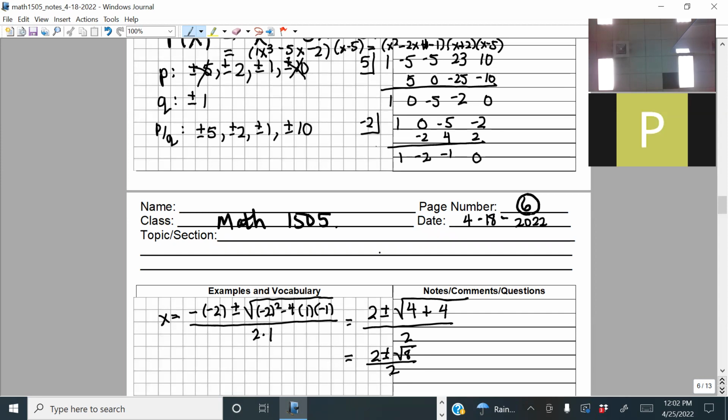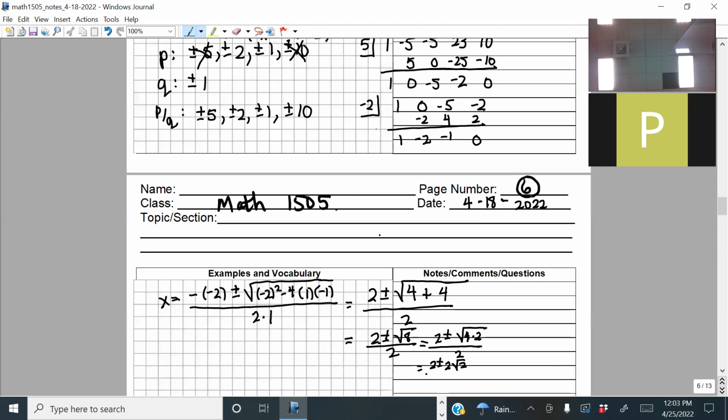2 plus the square root of 8 over 2 is one of your roots, and 2 minus the square root of 8 over 2 is another one of your roots. But you can simplify this by hand a little bit. Let me show you. You have the square root of 8, but 8 you can write as 4 times 2, right? And the reason you want to do that is you can extract the square root of 4 because 4 is a perfect square. So you get 2 plus or minus the square root of 4, which is 2, and you're left with the square root of 2 under the radical. So you have 2 plus or minus 2 times the square root of 2, over 2.